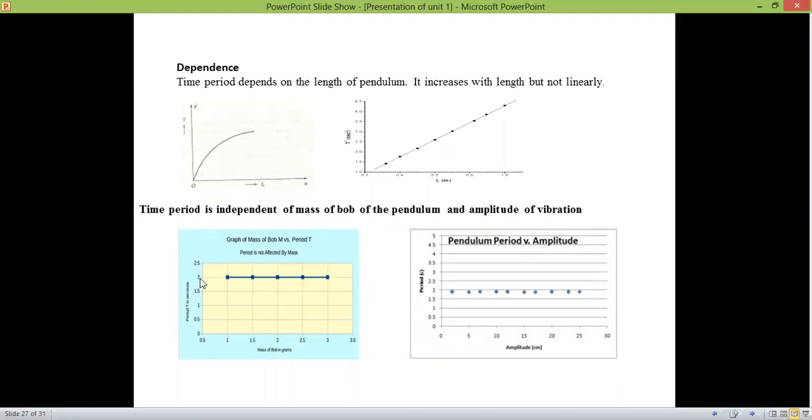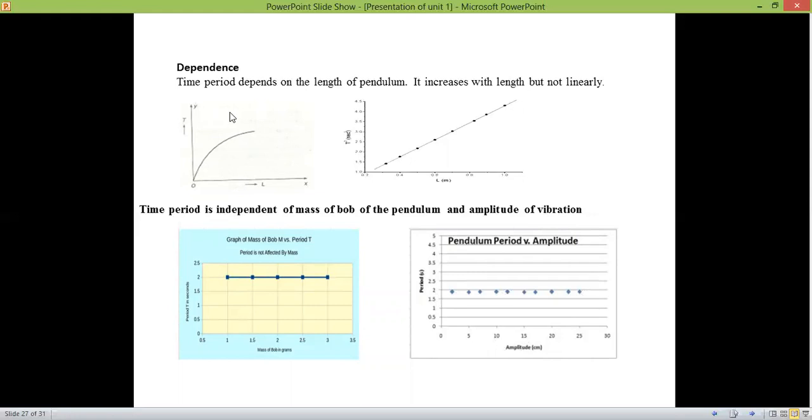If the time period of the bob is 2, throughout it remains 2, whatever the mass of the bob. If it is 1, the time period is again 2. If it is 15, again the time period is 2. If it is 25, again the time period is 2. Over here, we can see that again the time period is 2 for different values of amplitude. At 5 it is 2, at 15 it is 2, at 25 it is 2.